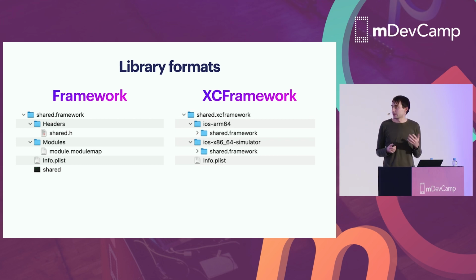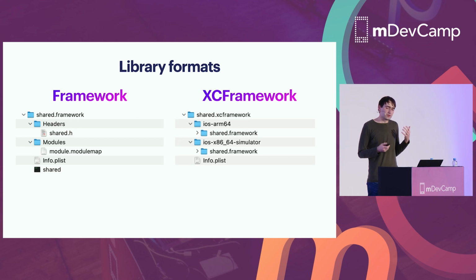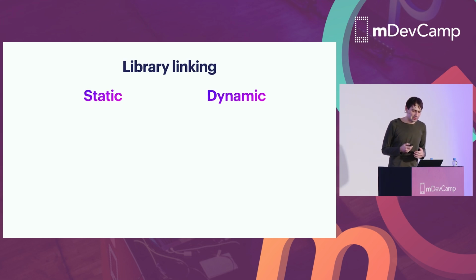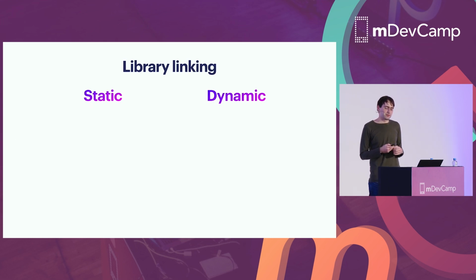Well, you have something like an XT framework for rescue. The XT framework is just another directory with predefined structure that contains multiple frameworks, one for each platform that you want to target. That's it. But what about the static and dynamic libraries? Well, let's look at those.